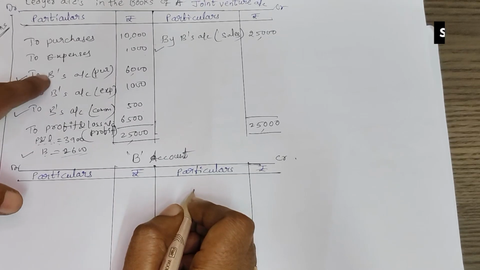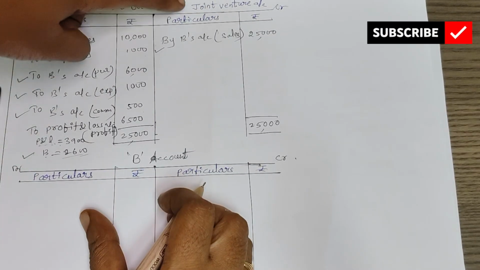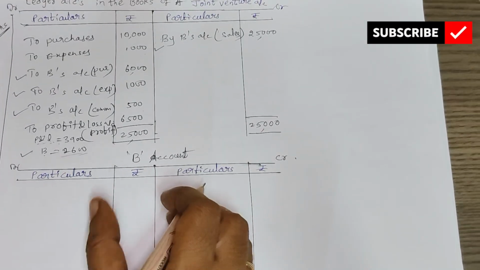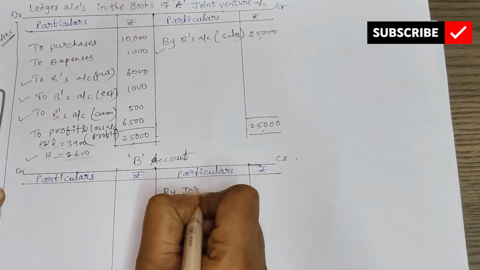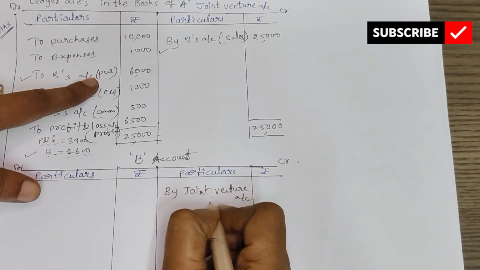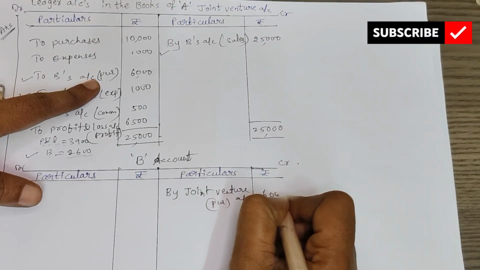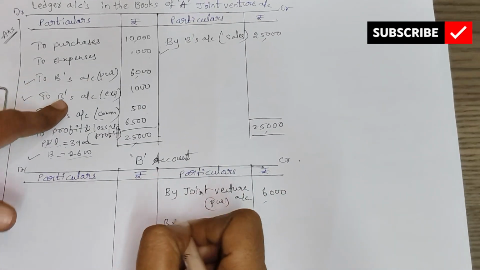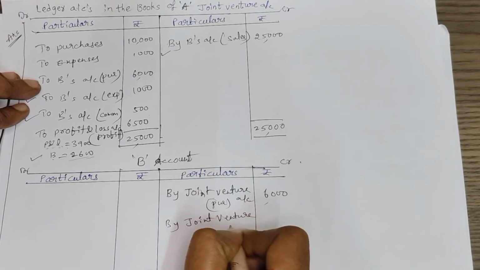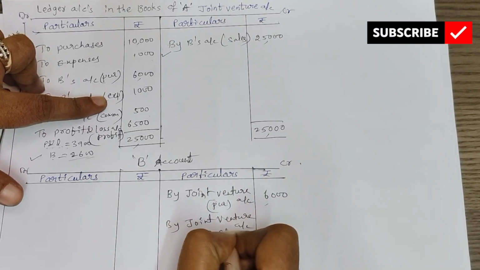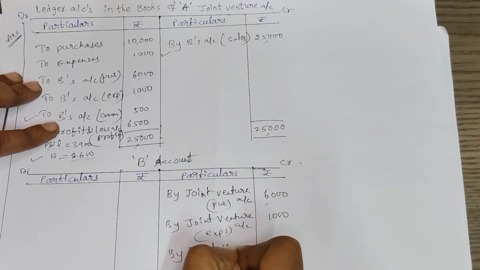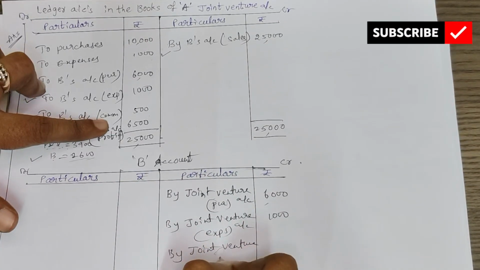So what is this first one? B's account under joint venture account. If it is joint venture account, we are writing B account. If you are writing B account, you need to write joint venture account. So by joint venture account, in bracket purchase, 6,000. Okay, and second one, again we are writing joint venture account. From joint venture account only we are taking these values. So I am writing here joint venture account in bracket expenses 1,000. And next again we are writing joint venture account. What is this? Commission.